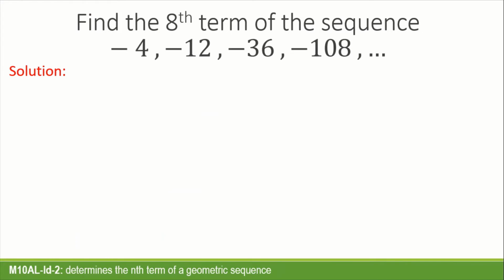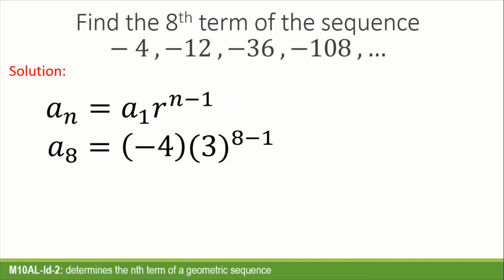Next example. Find the eighth term of the sequence, negative 4, negative 12, negative 36, negative 108, and so on. Again, gagamitin natin ang general term of the geometric sequence. So, una muna, alamin natin ang values ng a sub 1, r, and n. So, ang first term natin, or a sub 1, is negative 4. Ang common ratio na 3 ay nakuha natin by dividing 2 consecutive terms. So, yung nahuling term divided by naunang term.